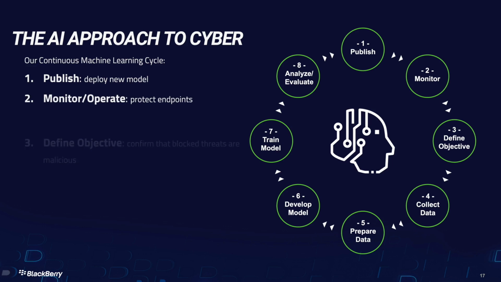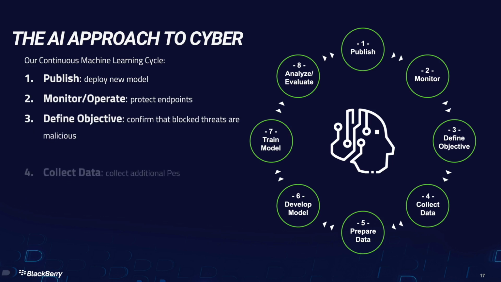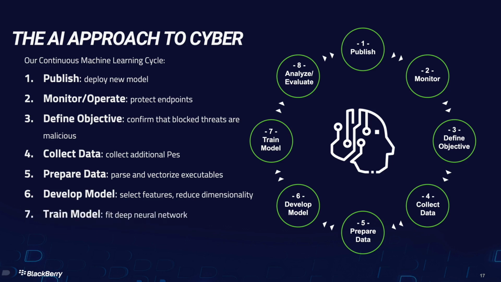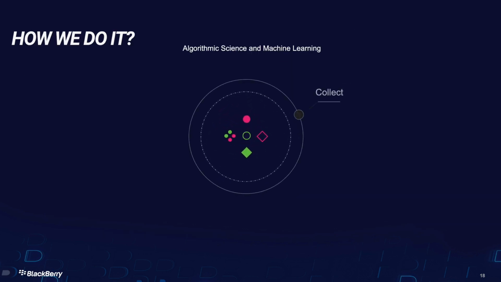So we can collect additional executables that are out there in the world. These are files that maybe the machine learning model actually did not detect. And we can then prepare that data and decide upon it, categorize it, vectorize it, develop the new model based upon those new files, train it through the process of deep neural network learning, and then analyze and evaluate, again fighting, the models fight against each other to produce the best one that then gets released to the world.